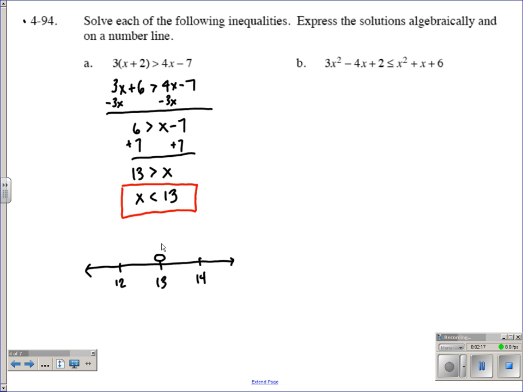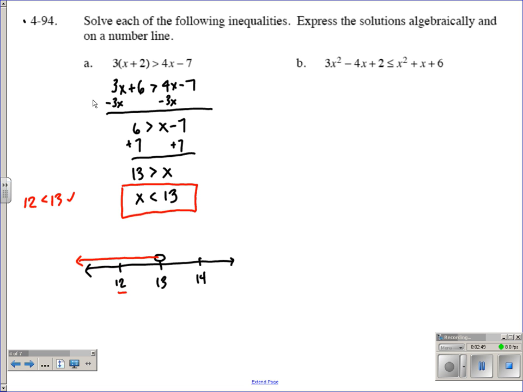And if you're not sure which way to go, just choose a value, plug it in to see which one makes it true. If I chose 12 and I plug it in for x, I say 12 less than 13. Is 12 less than 13? Yes, it is. That is true, which means that if we took it here, we'd be talking about all the values less than 13 over here.